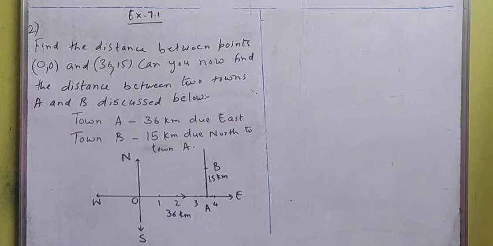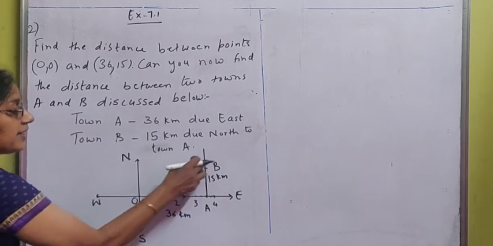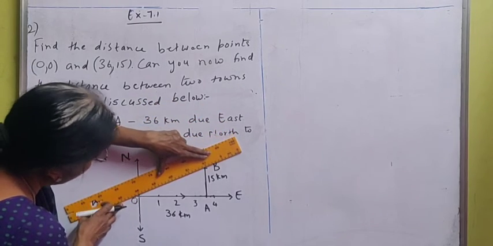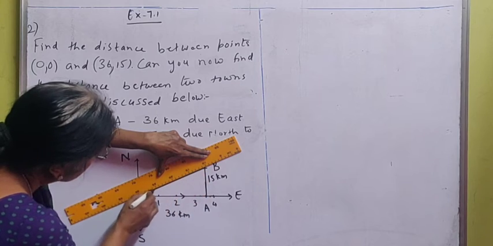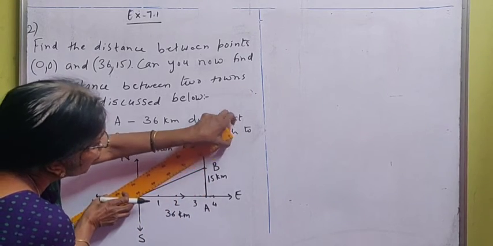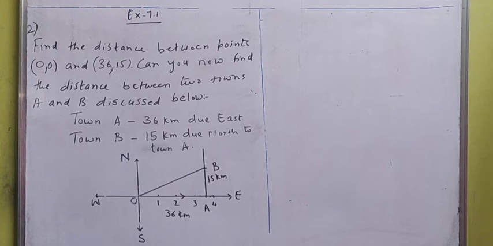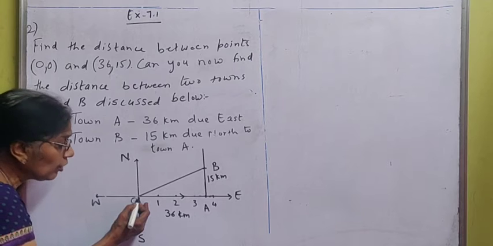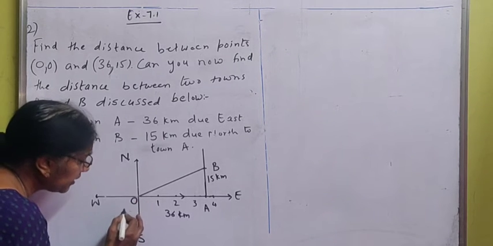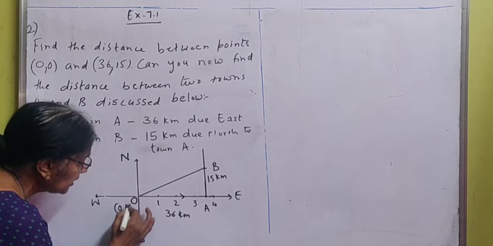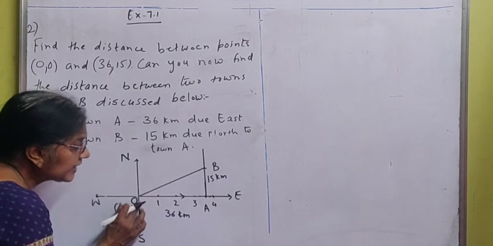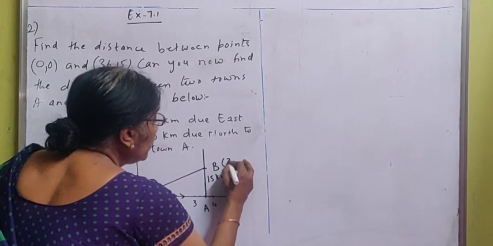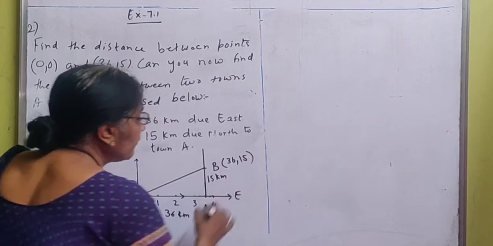He tells you to find out the distance between this, that is, the distance between O and B. I have to find out OB. So what is the coordinate of O? Coordinate of O is the origin, so coordinate of O is 0, 0. What is the coordinate of B? X-axis how much is it? 36. Y-axis how much is it? 15. The coordinate of B is 36, 15.